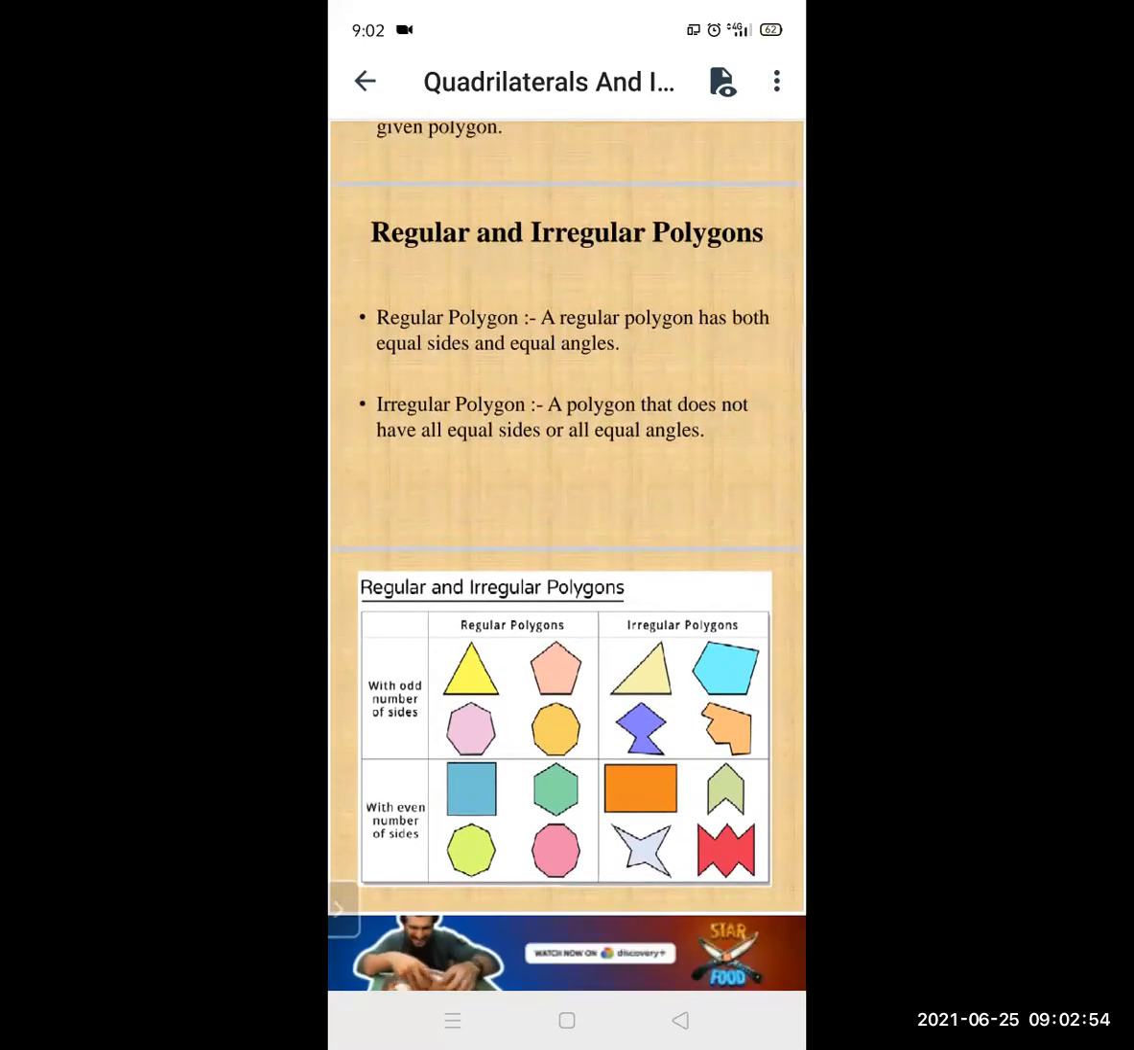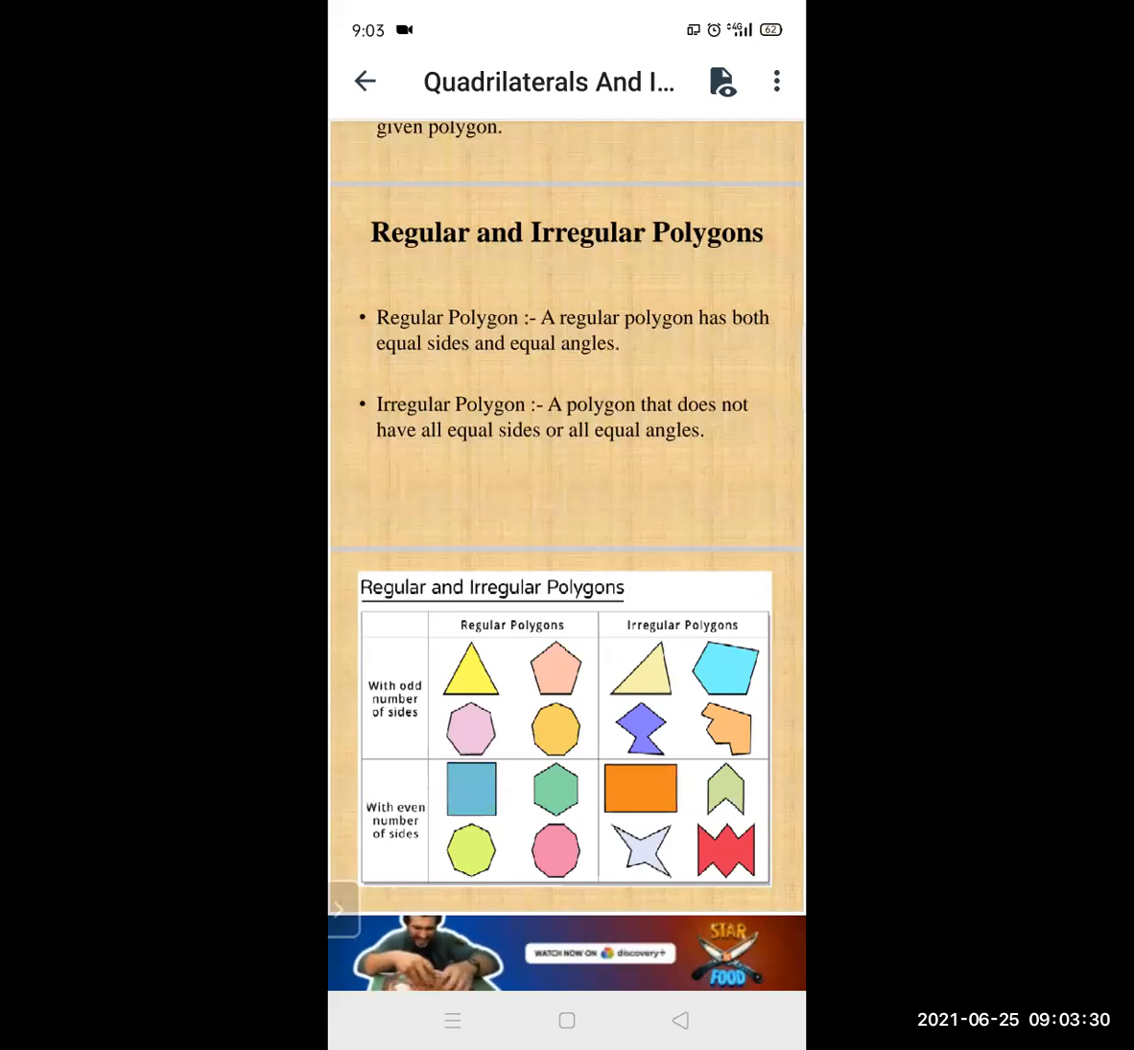A regular polygon has both equal sides and equal angles. Whatever the sides and angles are, they should be the same in regular polygons. Whatever triangle we are drawing, its sides should be the same. If we are drawing a pentagon, then in the pentagon also, whatever the sides are and the angles formed between them, they should be the same.